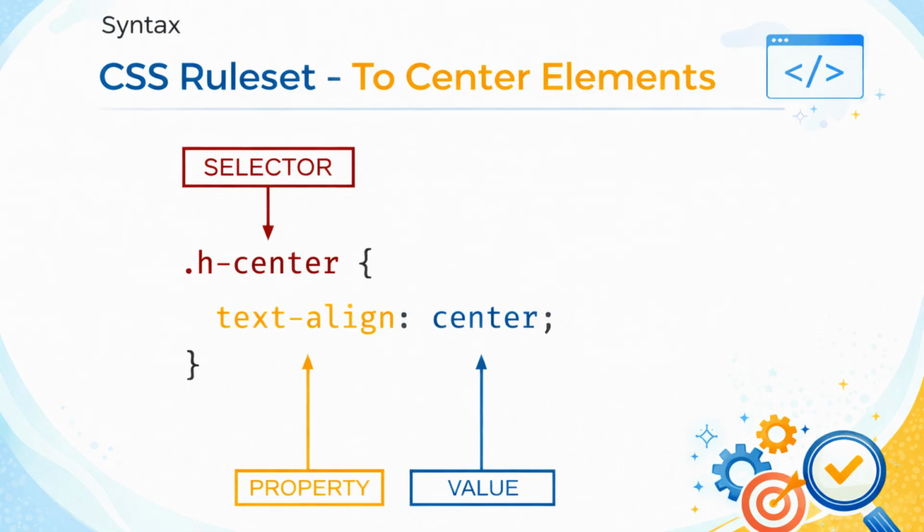Here, we're using a CSS rule set to center content. First, we select the element using a class, in this case hCenter. Then, we use a property called textAlign and set its value to center. That's it. With just one line of CSS, your text moves right into the center. This is one of the easiest and most useful tricks in CSS, and you'll use it a lot.